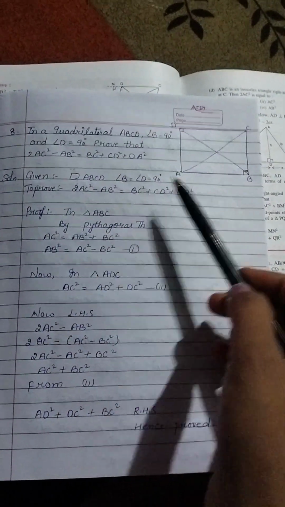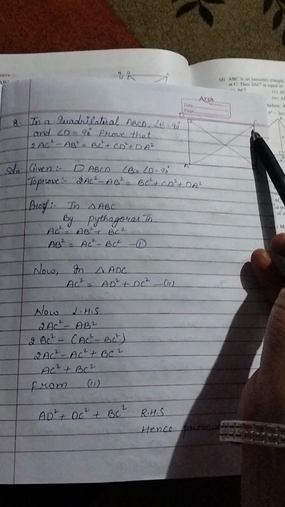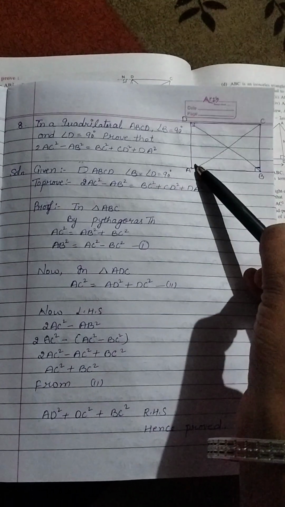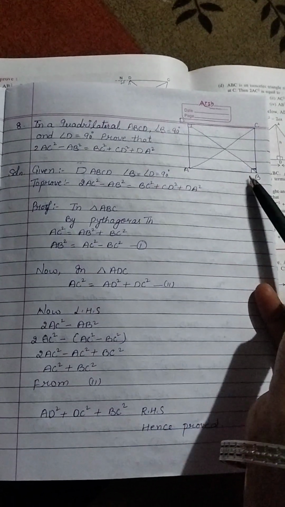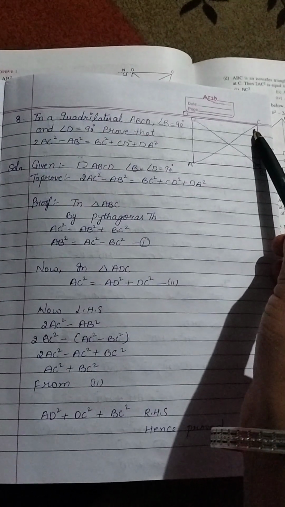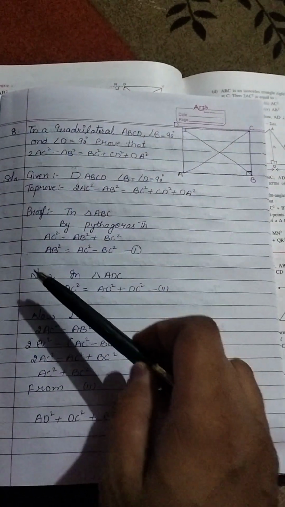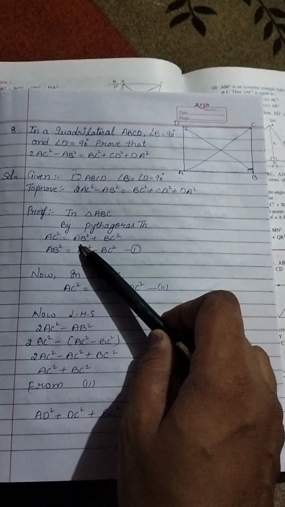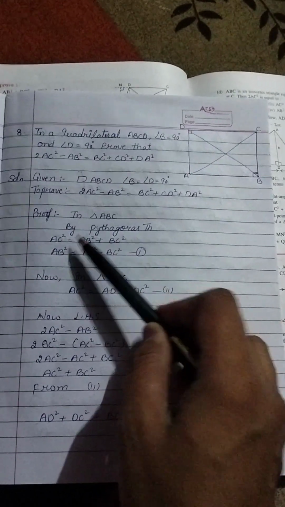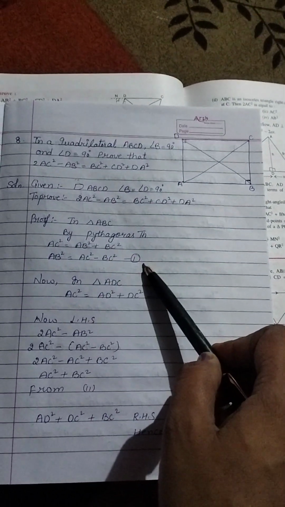Proof: in triangle ABC, we take AC square is equal to AB square plus BC square. From here we take the value of AB square. What do we write? AB square equals AC square minus BC square, and this is the first equation.